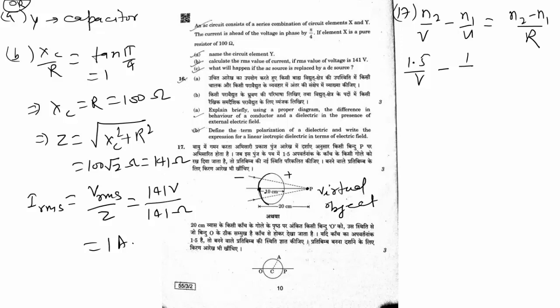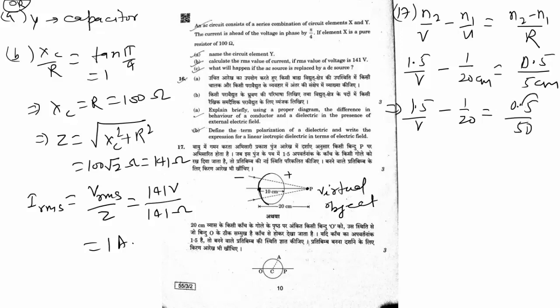So our object distance U is equal to plus 20 centimeter, and N2 minus N1 is 0.5. R for a convex part is positive, that is 5 centimeter. So it can be written as 1.5 upon V minus 1 by 20 is equal to 0.5 upon 5, and this can be written as 1 by 10.